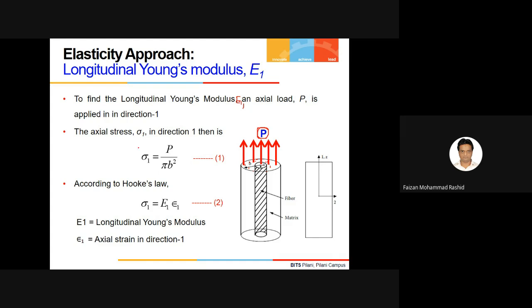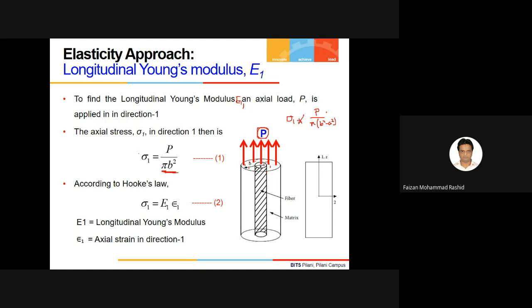Okay, so the axial stress coming on this entire composite material will be equal to P by pi b square. You should not assume that sigma 1 will be equal to P by something like pi (b square minus a square). No, it's not like that.